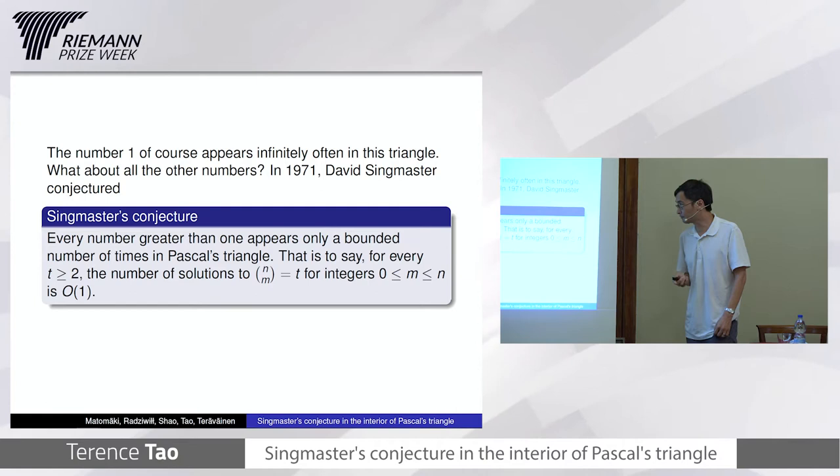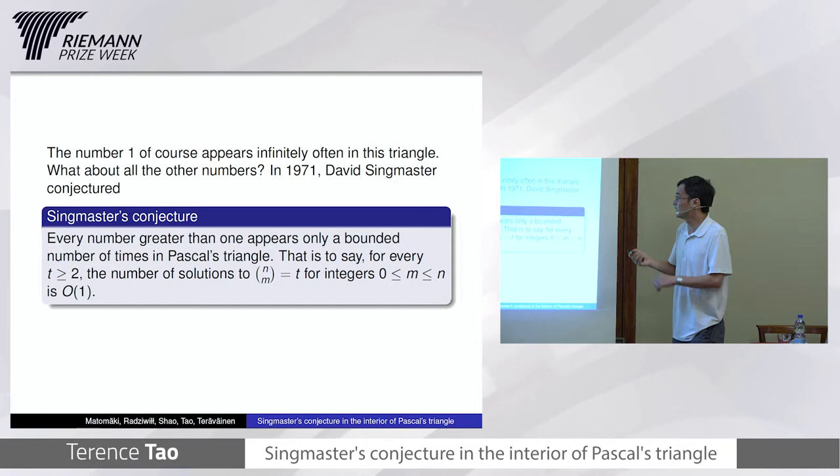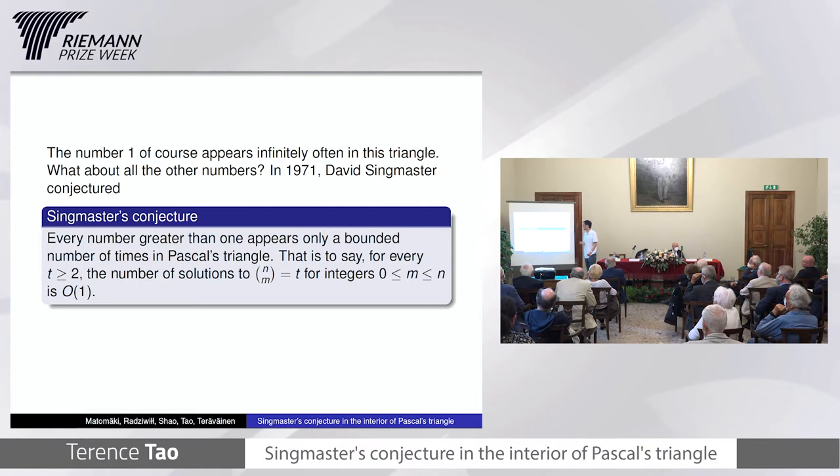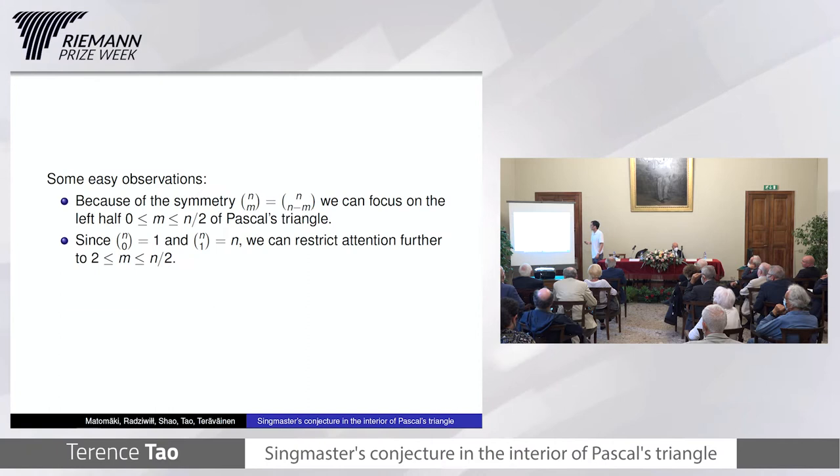It's a fairly simple conjecture to state. In fact, the belief is actually that no number other than 1 appears more than 8 times in this triangle, but we can't prove that either. There are some simple remarks about this conjecture. There's a symmetry, of course. The left half of the triangle and the right half are symmetric, so you only need to look at the left half, because if there's a bound on the left half, you just double it to get the bound on the whole triangle.